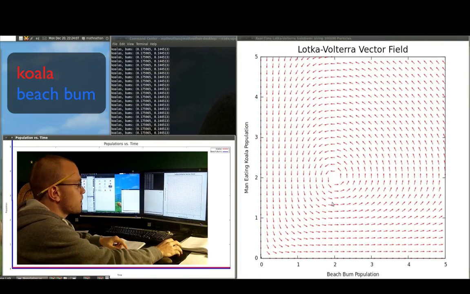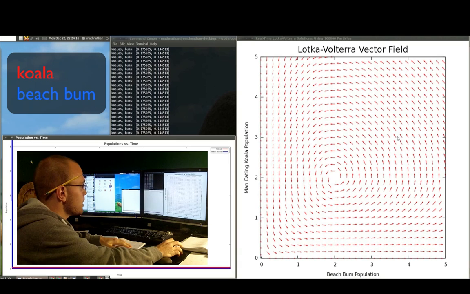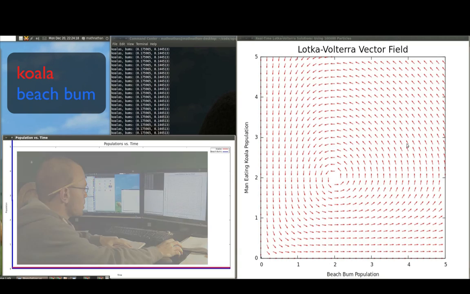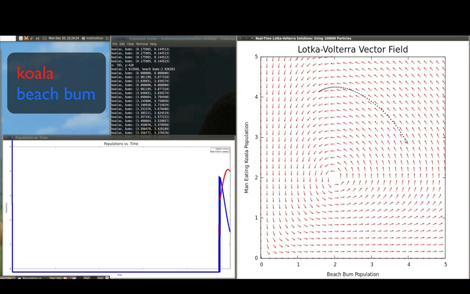So I can just click anywhere on here arbitrarily, and we're going to find the solution as it oscillates around, and we're going to see what the populations are over time to give us a really good understanding of what a phase plane is. So let's say I choose 4,000 beach bums and 3,000 koala bears, right? This is our starting population. What's going to happen? Well, we click right here.